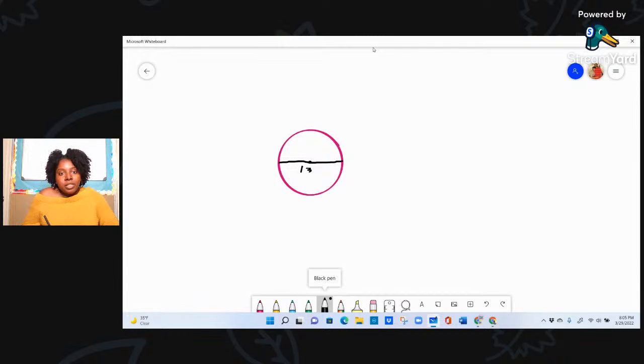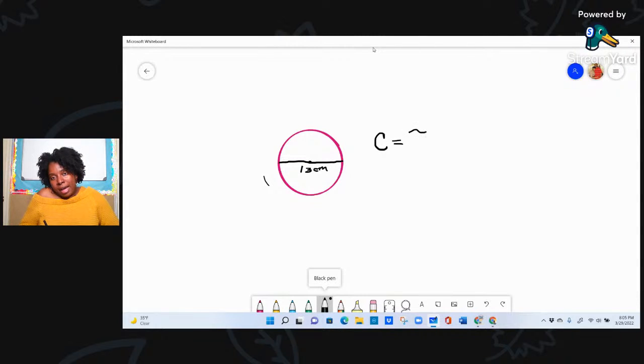So diameter is 13. Now circumference is around the circles. Circumference, circum means around, okay? Like circumvent, circum means around. So the circumference is just like perimeter. It's how much is around the circle. What's the distance around the circle? So here's our formula.